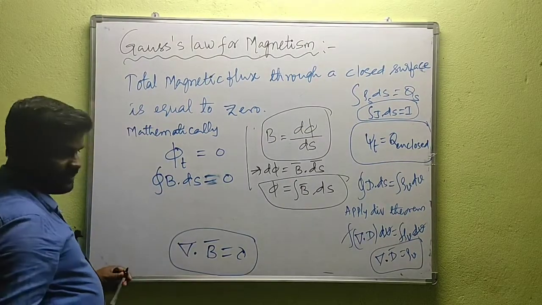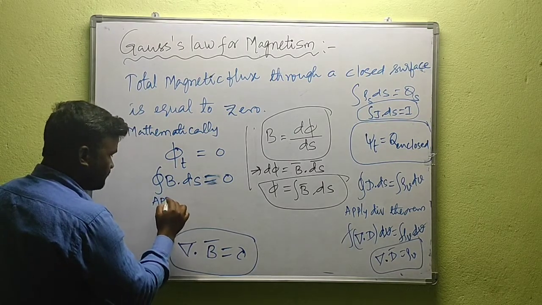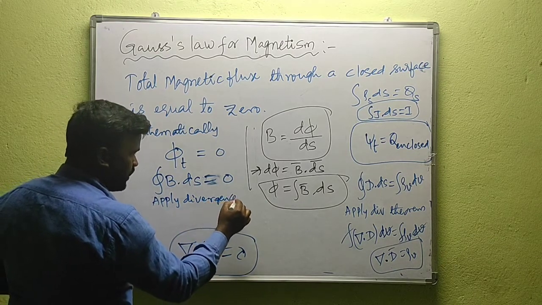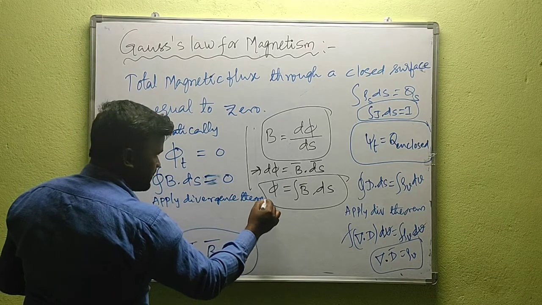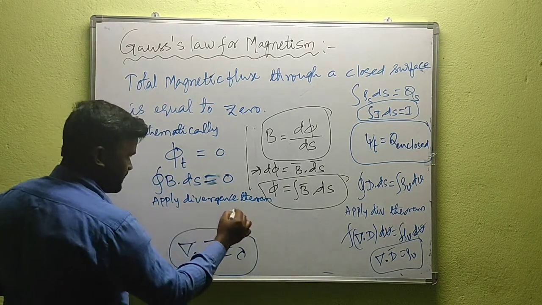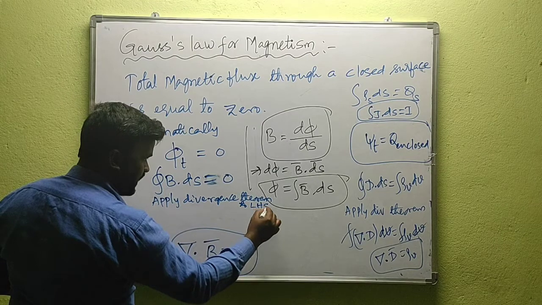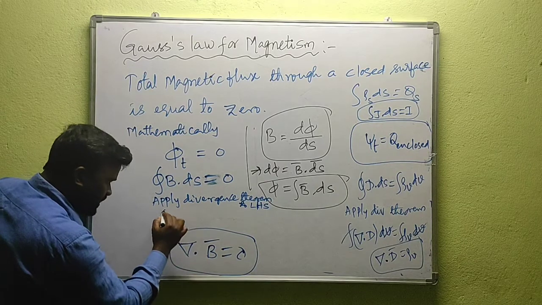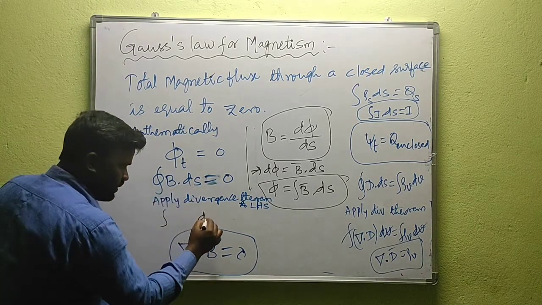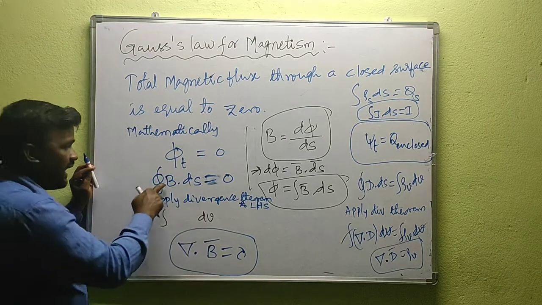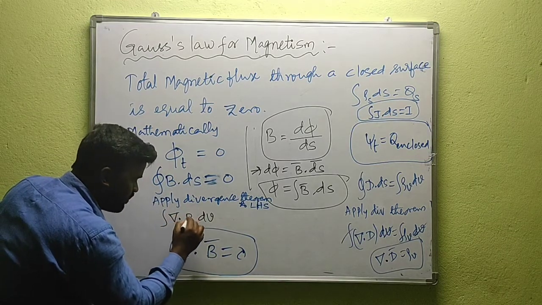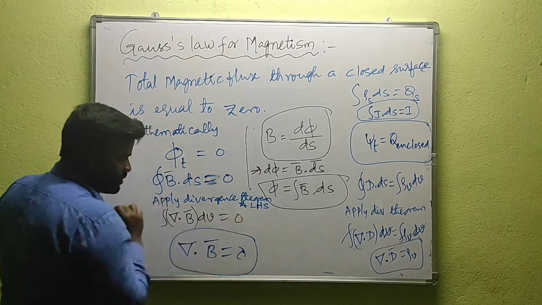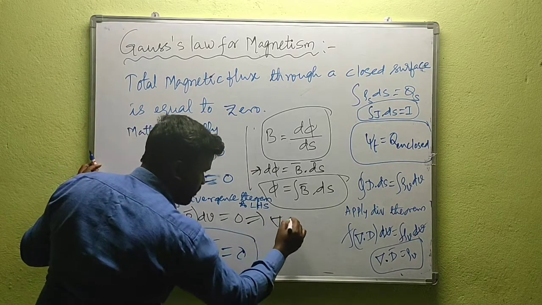Now apply the divergence theorem to the left-hand side. The divergence theorem is used to convert a closed surface integral into a volume integral, and the vector becomes del dot B, where B is a vector. So the integral of del dot B dv is equal to 0, which implies del dot B equals 0.